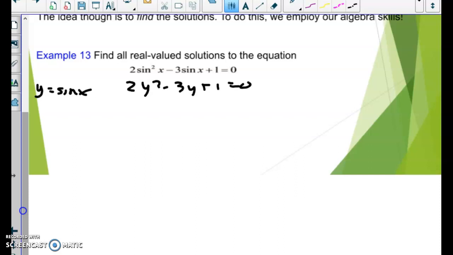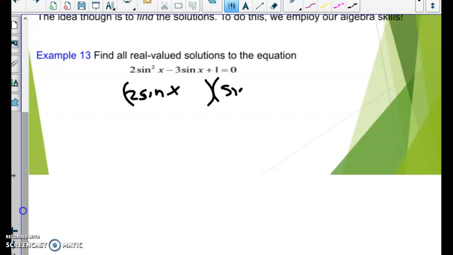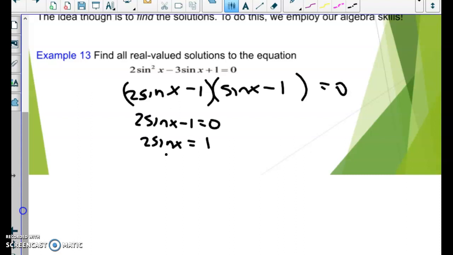But what I want you to be able to do is notice that this is a trinomial in the form of factoring, so we don't have to make the substitution, and we can just factor it in the form of (2 sine x minus 1)(sine x minus 1) equals 0. And so here, if I set this equal to 0, I get 2 sine x equals 1. Sine of x is equal to a half. Over here, I get that the sine of x is equal to 1.